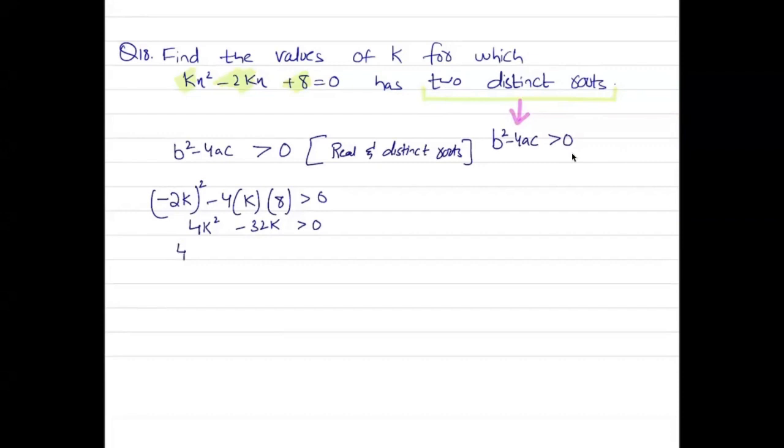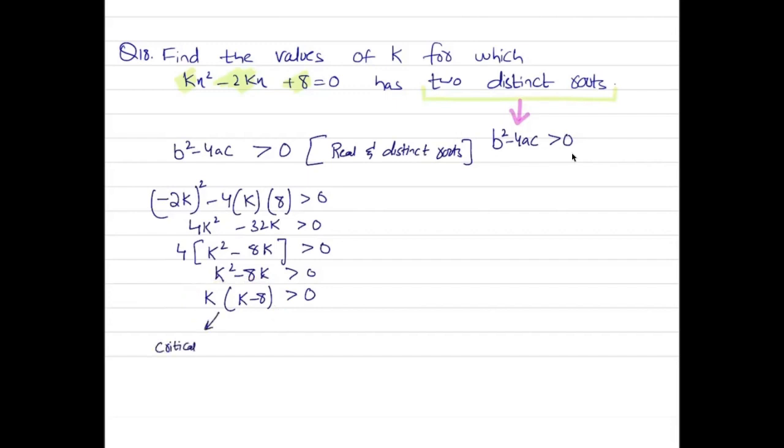I can take 4 common. It's going to be k square minus 8k greater than 0. It reduces down to k square minus 8k greater than 0. Then I can factorize this and I'm going to get k times k minus 8 greater than 0. These are the factors. Guys, if these are the factors, what are my critical values going to be?